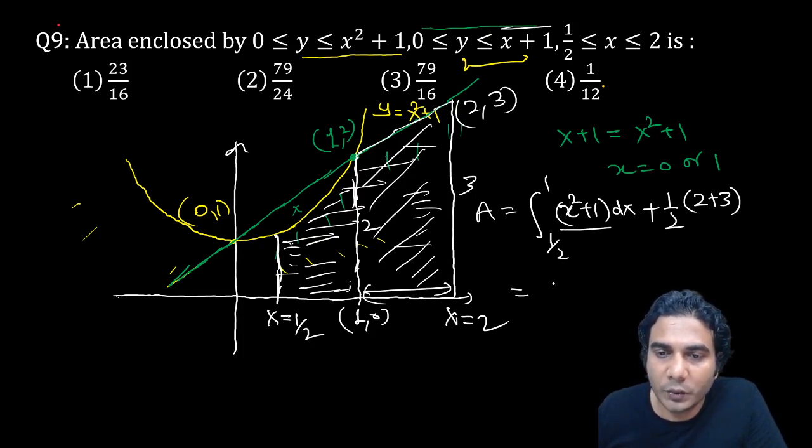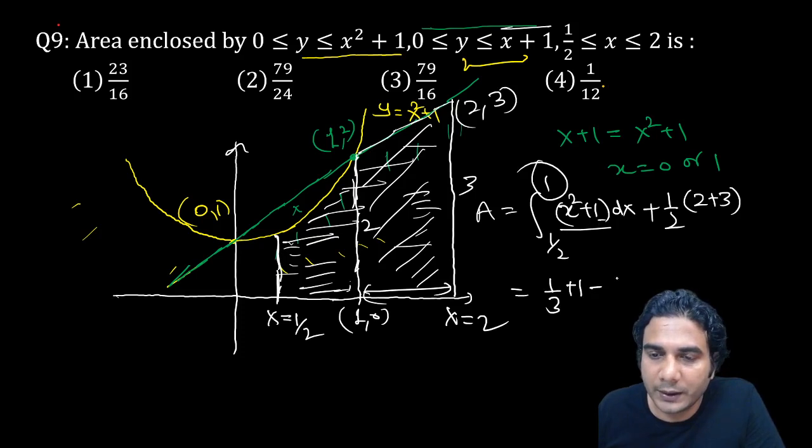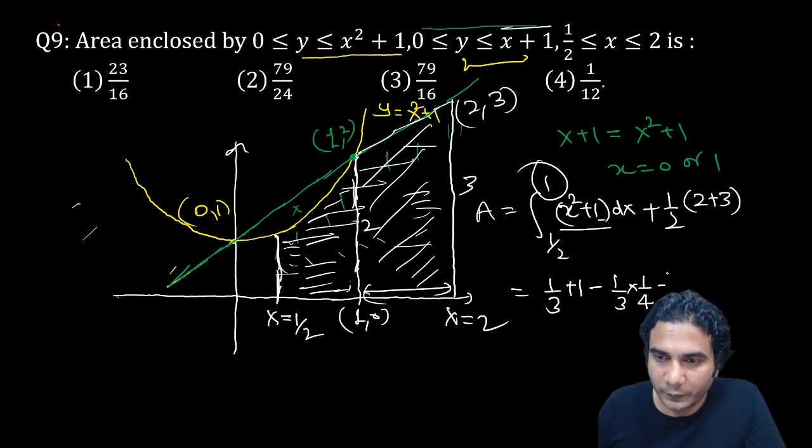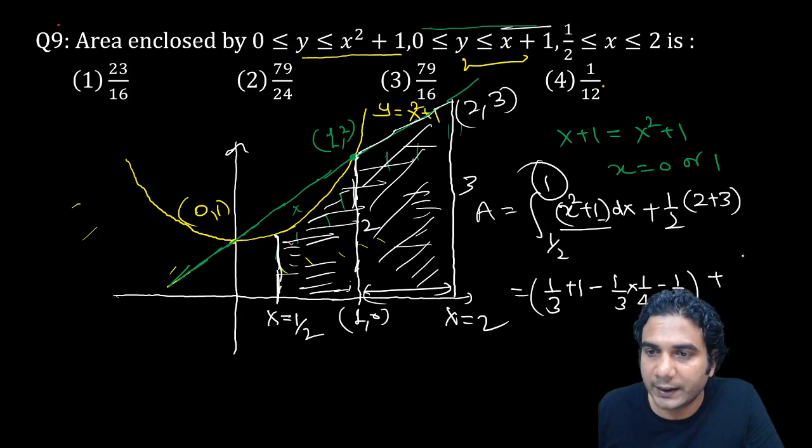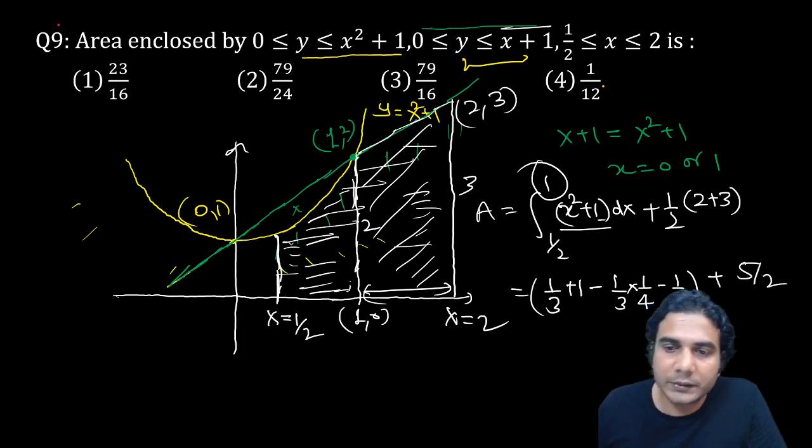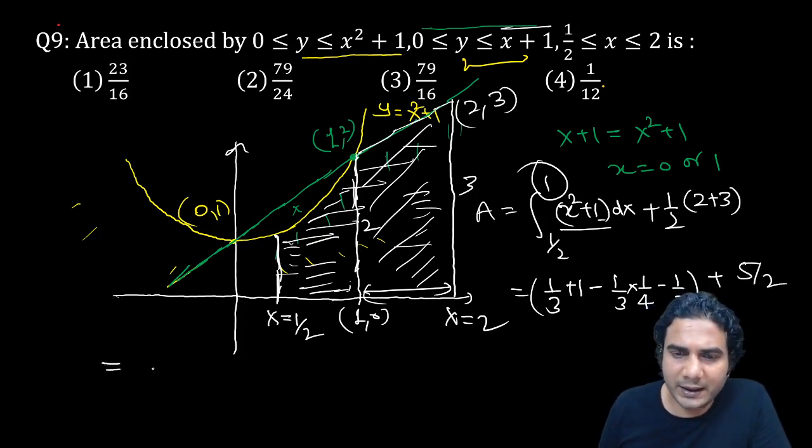So you'll get x cubed by 3, so that will be 1 by 3 if you put the upper limit, plus x, so that will be 1, minus x cubed by 3, so put 1 by 2, so that is 1 by 3 into 1 by 4 as well, right? Minus x, so if you put 1, it will be 1 by 2. So this plus you're getting 5 by 2, all right?